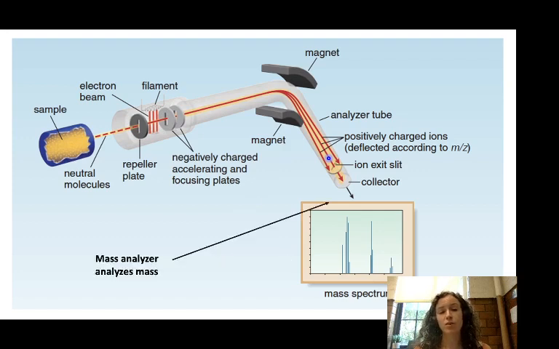Then eventually those ions hit some kind of collector, they are measured, and we end up with this beautiful mass spectrum that comes out of the mass analyzer. It tells us how much stuff of different masses there are. As we're looking at mass spectra, we'll be trying to identify some important peaks. We'll probably be looking at the peak of the entire compound with its full molecular mass. And then oftentimes we'll be looking at peaks of various parts of the compound where the bonds have broken.